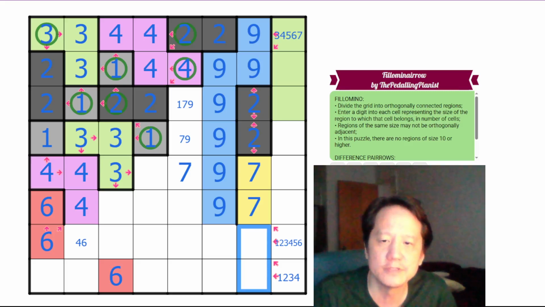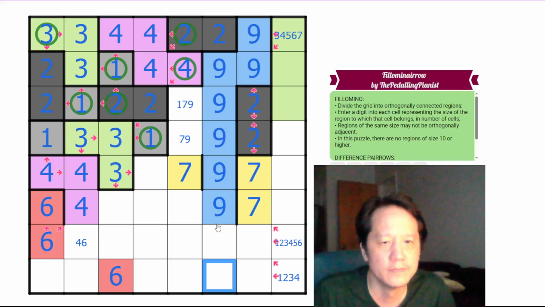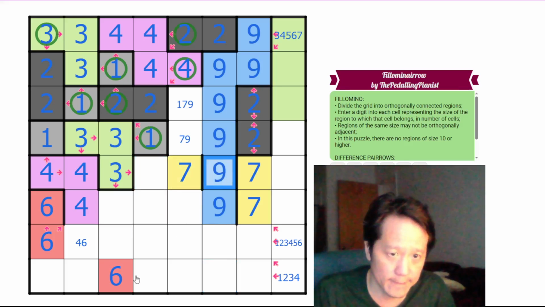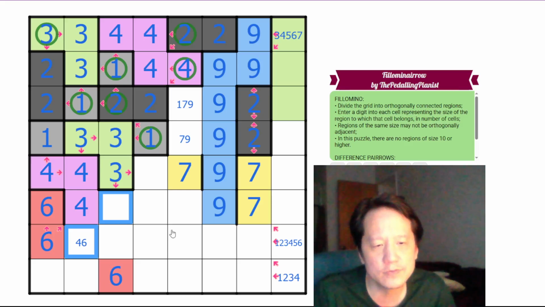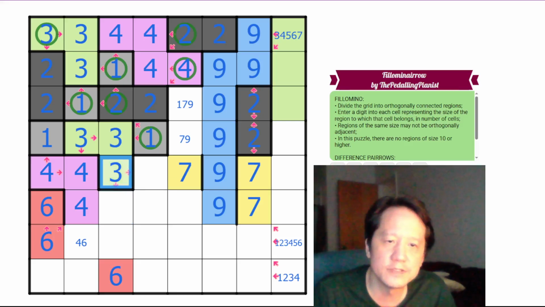We know this is a boundary. So this is yellow. 9 and 6. So 4 has to continue to one of those. That's fine. So this is done. 4 is done.